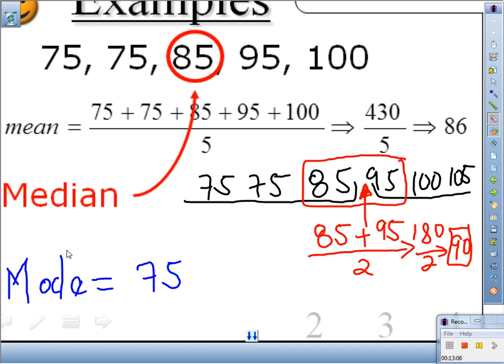Do they all repeat? No. Therefore, this one has no mode. That is correct. Everybody understand? Okay.